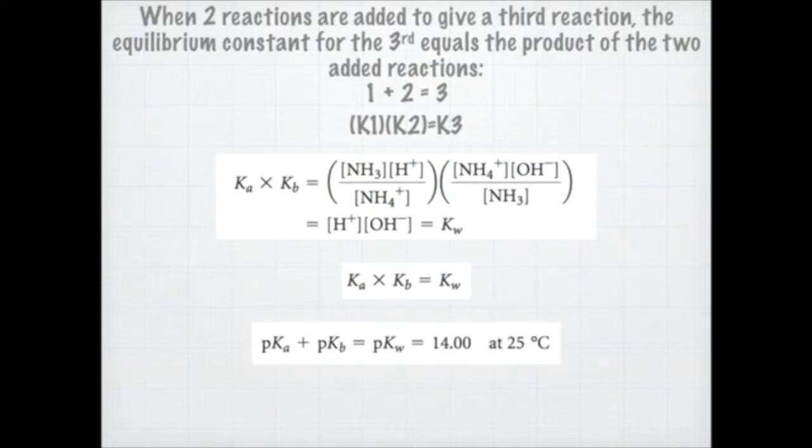Another important thing to keep in mind, since your Kw is 1 times 10 to the negative 14th, if you take the negative log of each of these values and simply add them together, so the pKa plus the pKb, that will give you your pKw, which simply equals 14. So that further helps you in relating Ka and Kb to one another.